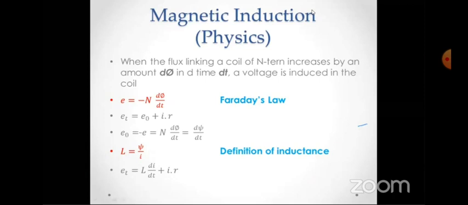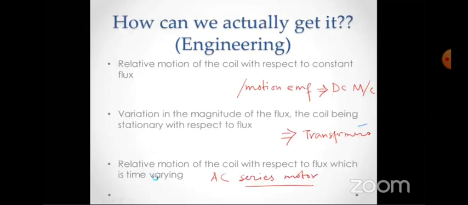Okay, so these equations are very common. This is one of the equations we get from Faraday's law, E equals N d phi by dt. This equation you all know. And this type of equation, E(t) equals L di/dt plus IR, we have used for transformers, isn't it? Now go for this.